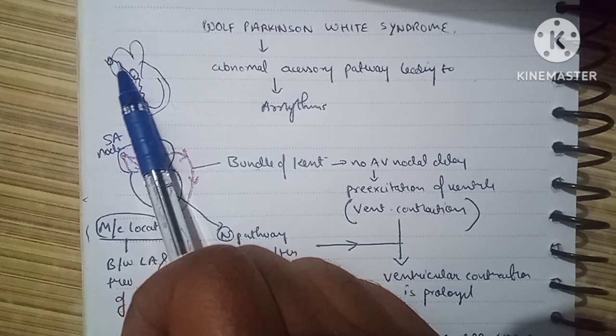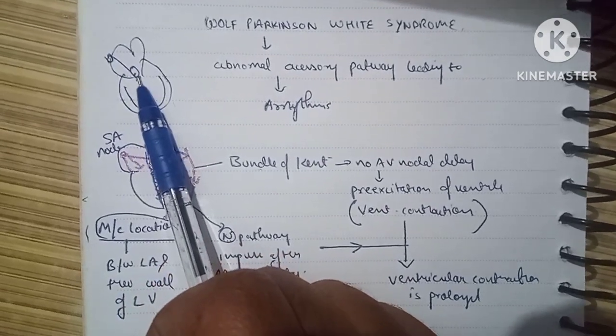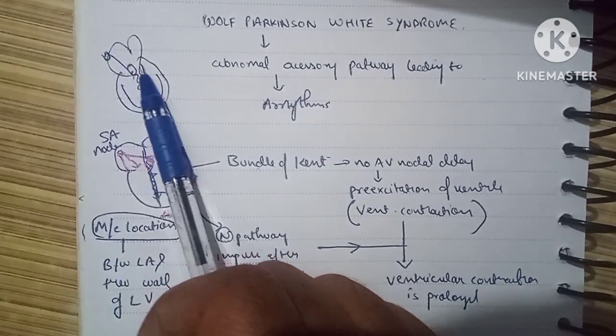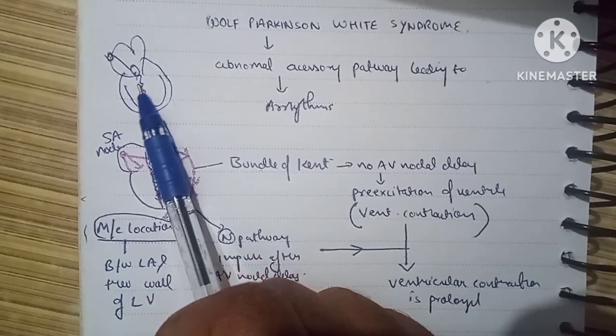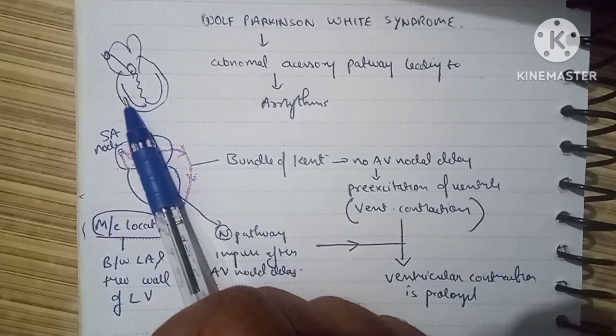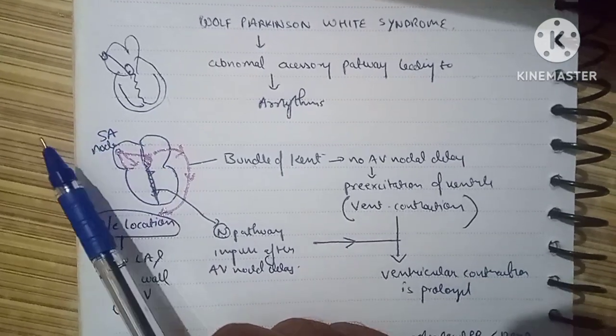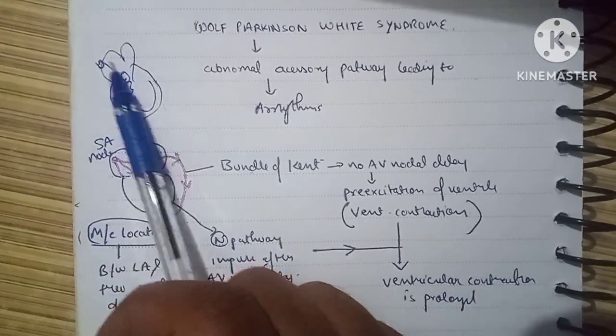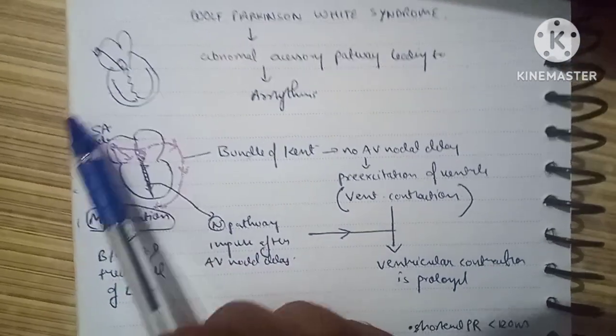This SA nodal impulse then travels and reaches the AV node, which after an AV nodal delay of 0.1 second goes to the bundle of His and then through the right bundle branch and left bundle branch causes the ventricular depolarization. This is how a normal pathway works with an AV nodal delay.